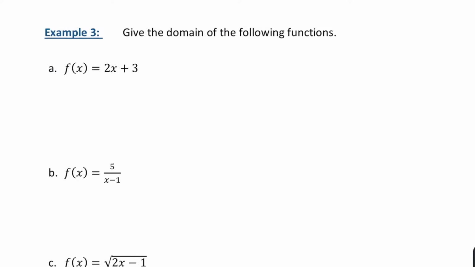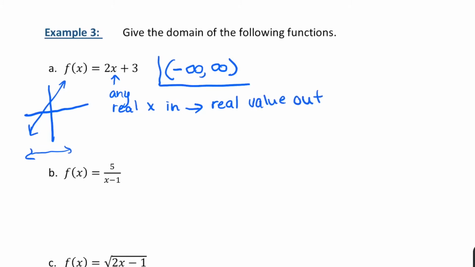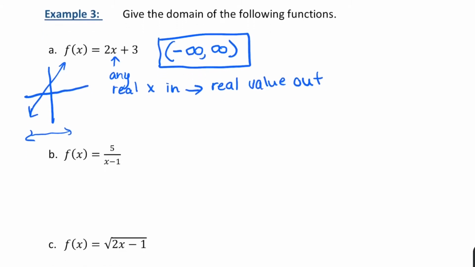Let's look at a few functions here. So sometimes it's also handy to think about a graph. So if you're thinking about f of x equals 2x plus 3 and trying to determine, well, is there any way I would get a complex imaginary number out or divide by 0? No, there's not, because this is just a regular linear function. It continues in the negative direction and positive direction forever, left and right. Any real number that you plug in is going to give you a real value out. So your domain is just all real numbers from negative infinity to positive infinity.